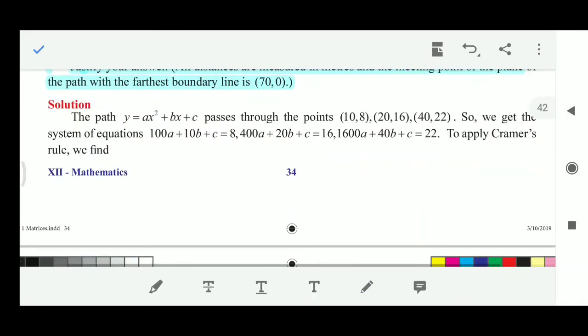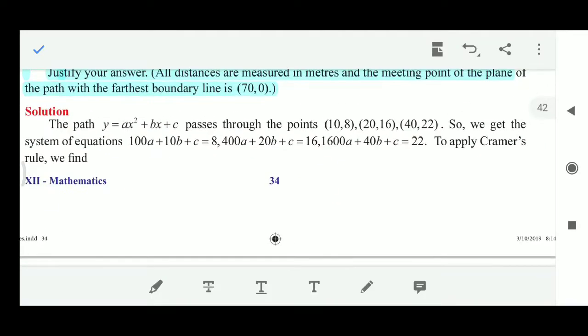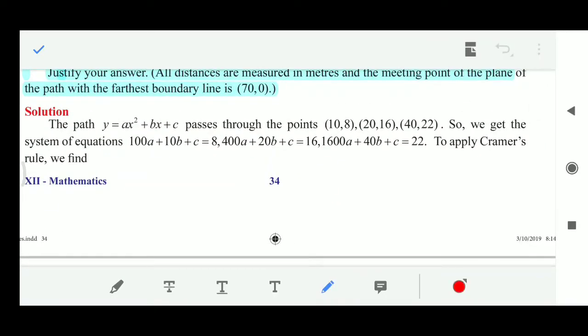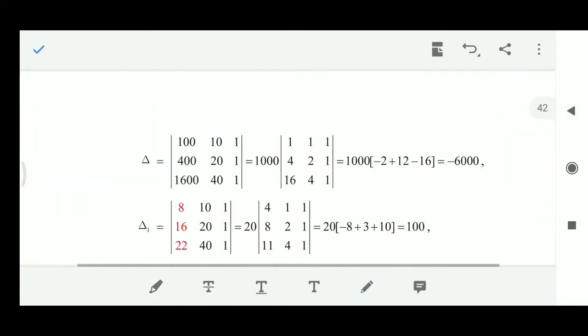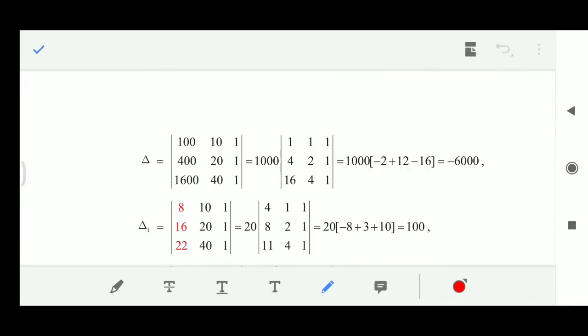The path y equal to ax square plus bx plus c passes through the points. The first point is (10, 8), the second one is (20, 16), and the third one is (40, 22). So if you substitute these 3 points, you will get the equations 100a plus 10b plus c is equal to 8, 400a plus 20b plus c is equal to 16, and 1600a plus 40b plus c is equal to 22. Okay, first we take the delta.